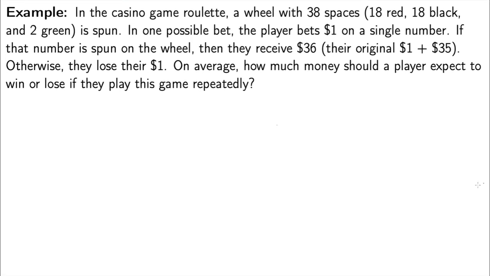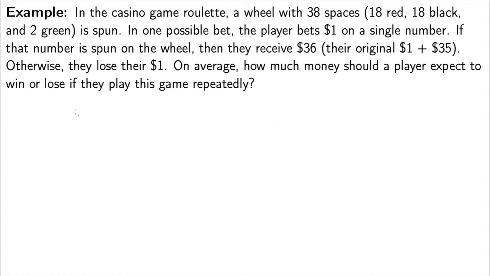So in the casino game roulette, a wheel with 38 spaces, 18 are red, 18 are black, and 2 are green, is spun. In one possible bet, the player bets $1 on a single number. If that number is spun on the wheel, then they receive $36, their original $1 plus $35 more dollars. Otherwise, they lose their dollar. On average, how much money should a player expect to win or lose if they play this game repeatedly? In other words, what is the expected value of this game?